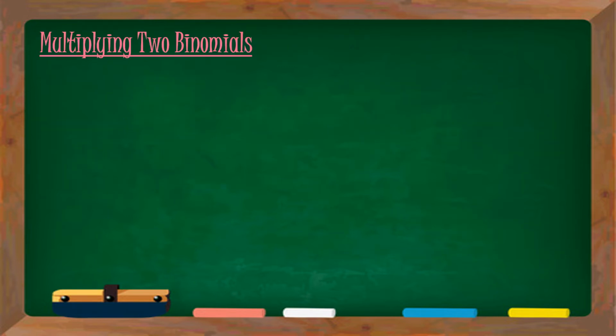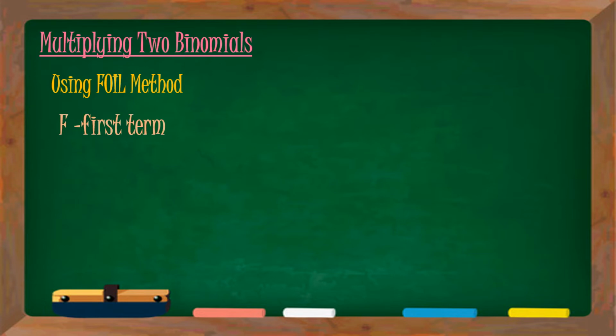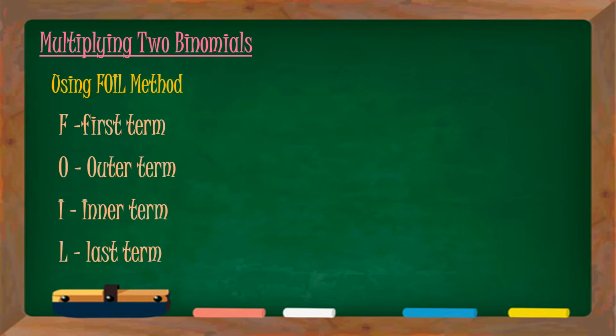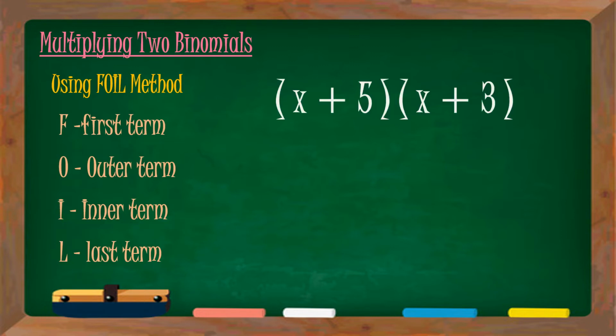Multiplying two binomials. So ngayon, we are going to multiply two binomials using FOIL method. So yung FOIL method, the acronym FOIL means F for first term, O for outer term, I for inner term, and L for last term. So example, we have x plus 5, the first binomial, and x plus 3, the second binomial. So, tandaan na si FOIL method ay ginagamit lang if the given are two binomials.